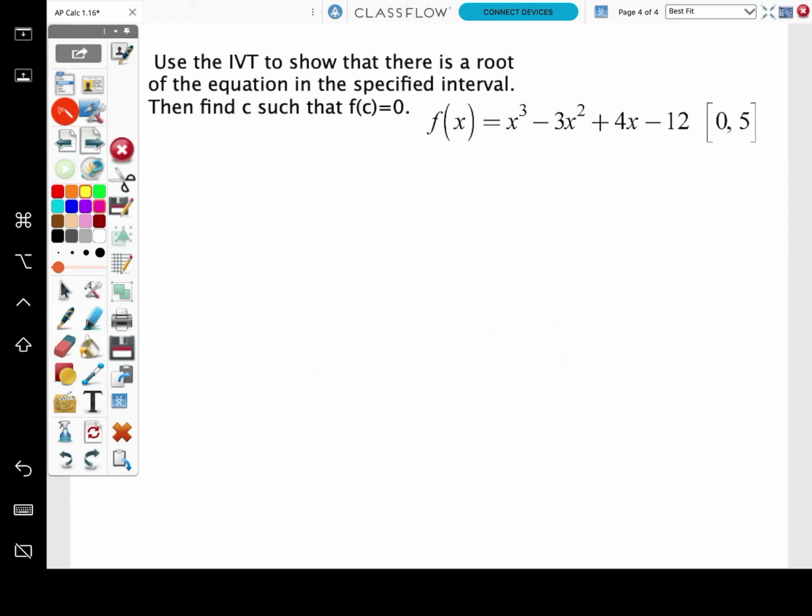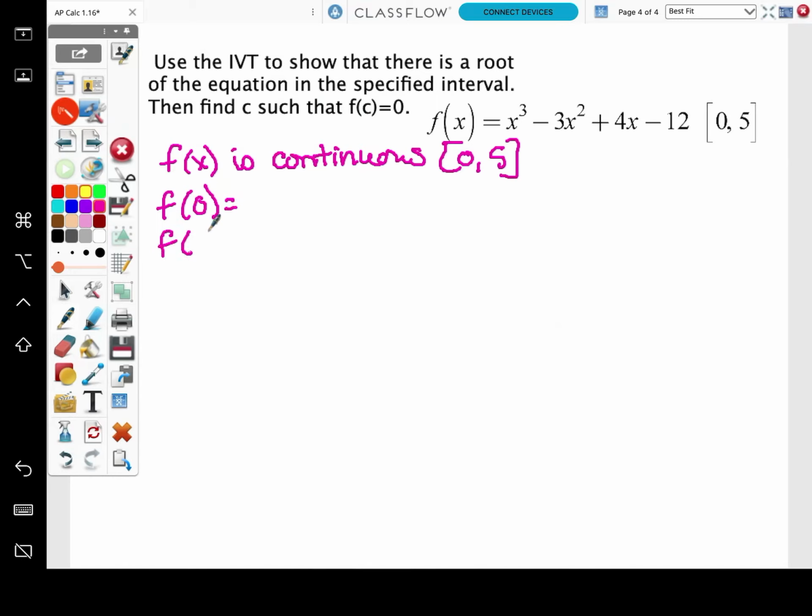Okay, let's use the IVT to show that there is a root of the equation and then actually find it. So again, if we're going to use IVT, we have to say that our polynomial is continuous on our interval, which in this case is 0 to 5. We need to show that f of 0 and f of 5 are not the same. F of 0 is going to be negative 12, and f of 5, I don't really have a calculator here.